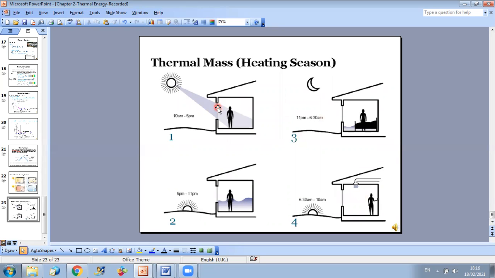In the following figure, for example, we can see how the presence of thermal mass can reduce the need for the operation of a heating ventilation system. For example, here we can see that from 10 a.m. to 5 p.m., the thermal mass will play the role of absorbing energy to avoid overheating of the space. In the second stage, from 5 p.m. to 11 p.m., the inner temperature will begin to drop. This is why there will be a high heat rate of release from the thermal mass building towards the inner space to warm it.